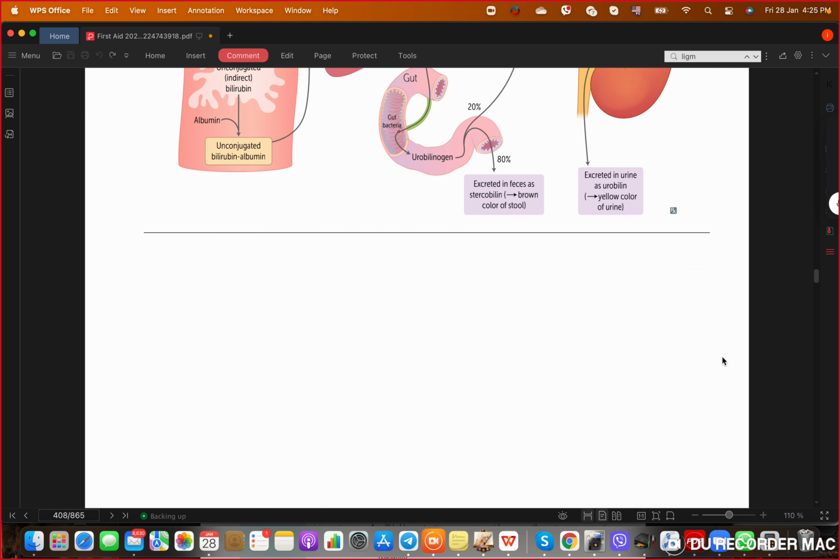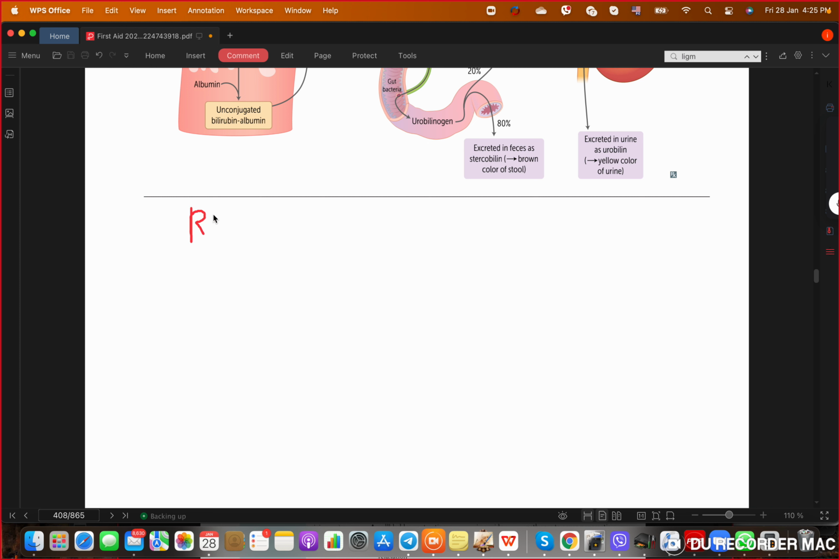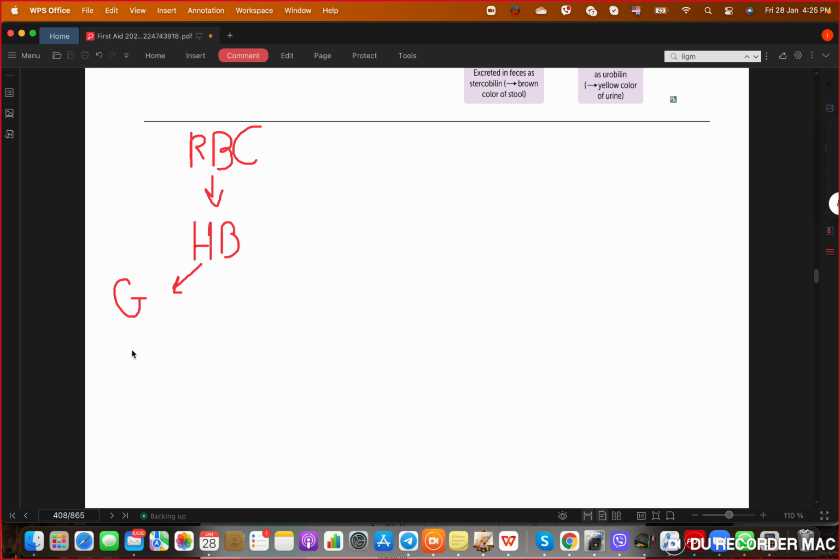Absolutely. So let's have the RBC. It has hemoglobin. The globin is going to become amino acids when the RBC is destroyed, and that's used for building up stuff. Now the heme: the heme has iron and also protoporphyrin.